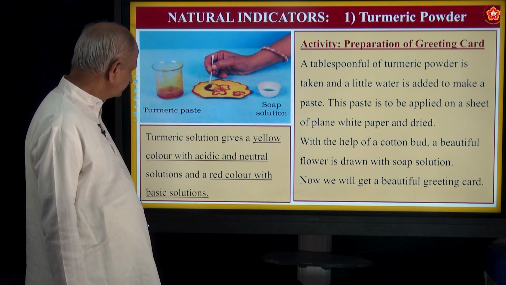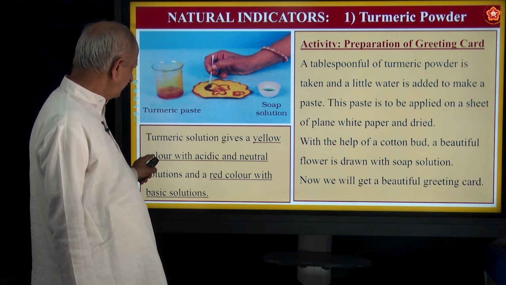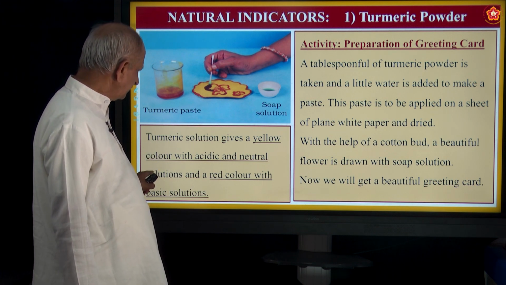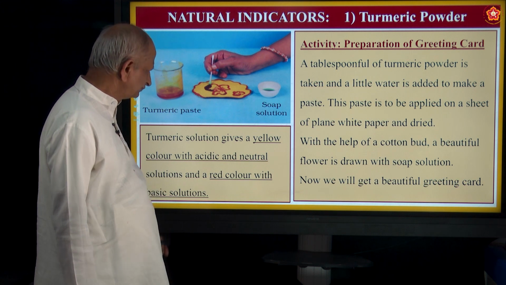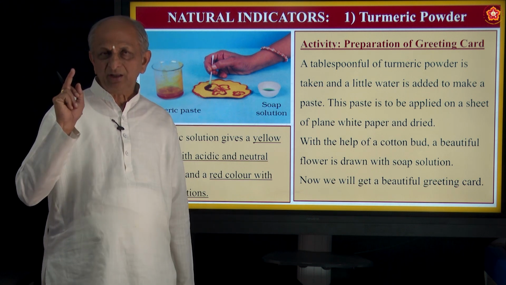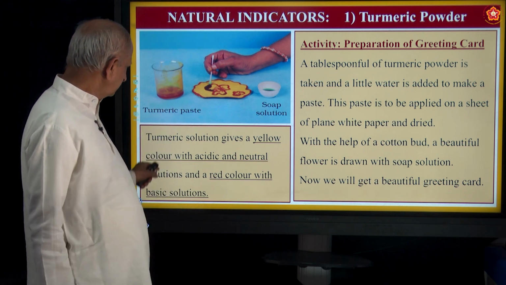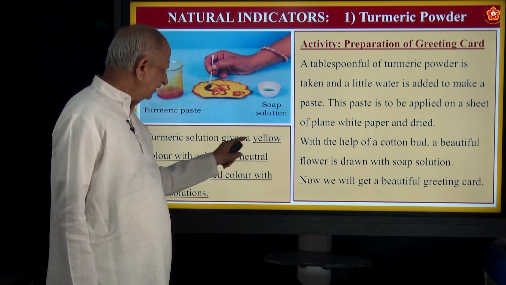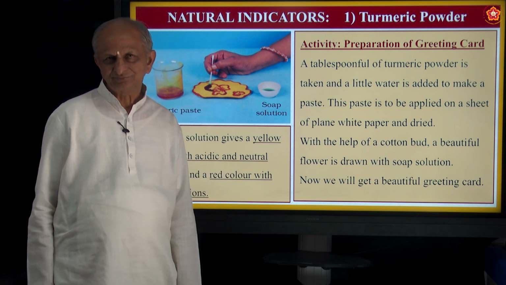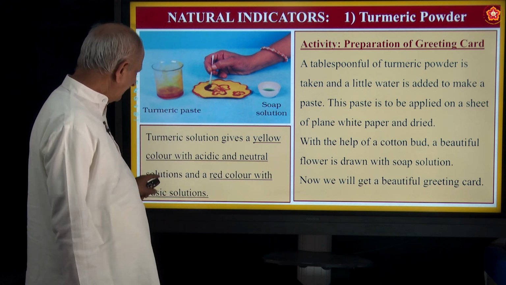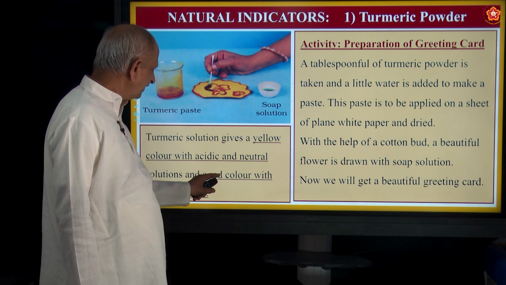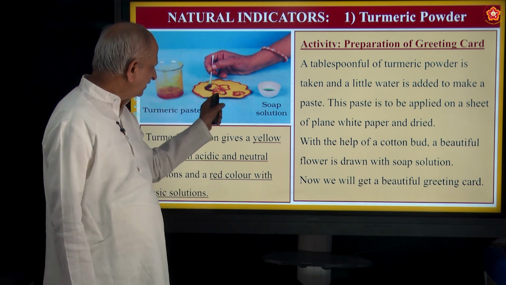Okay. Turmeric solution gives a yellow color with acid, and with a basic solution a red color. So why is it called an indicator? Because in acid medium it will be yellow in color, as it is. In basic medium it changes to red color. That is how the greeting cards are made.